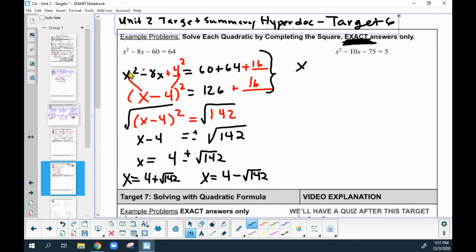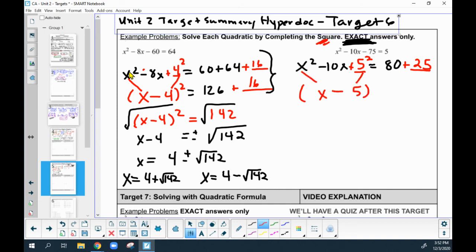Let's go. Let's keep our 10x here and move our 75 to the other side by adding. That's going to turn that into 8. Here comes the step. This is it. Complete the square, using a perfect square. Half of 10 is 5. Square it. Add it on to the other side. This is now a beautiful, perfect square.